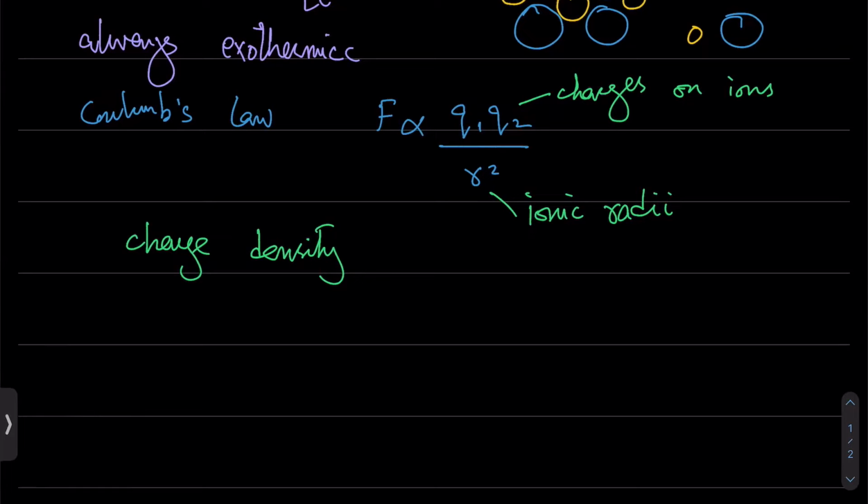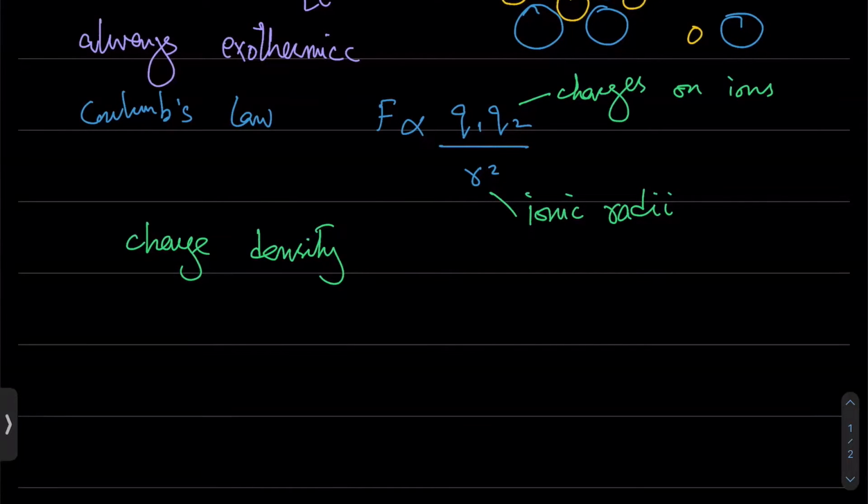Let's look at how this changes in the periodic table. So, for example, for positive ions, we know that down the group, the ions are going to become bigger and bigger. So that means the distances are going to be higher. But if you're talking about the same group, the charge stays the same.